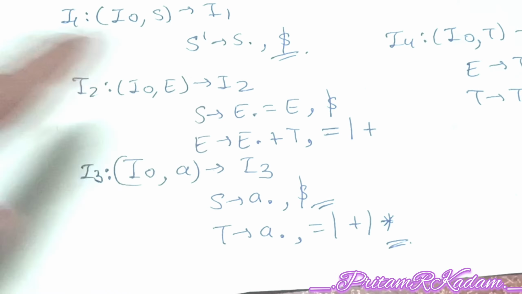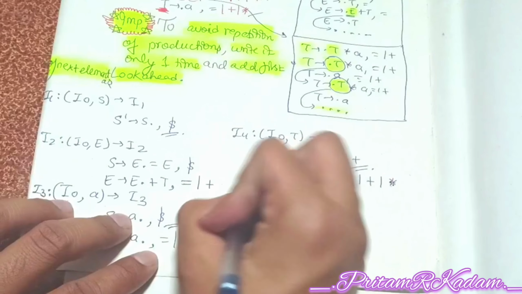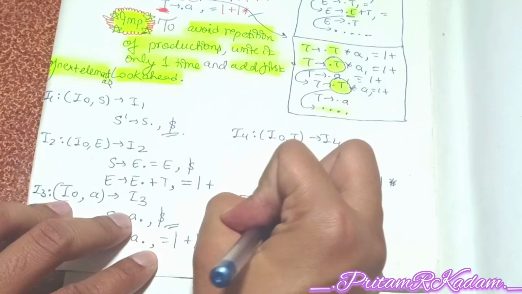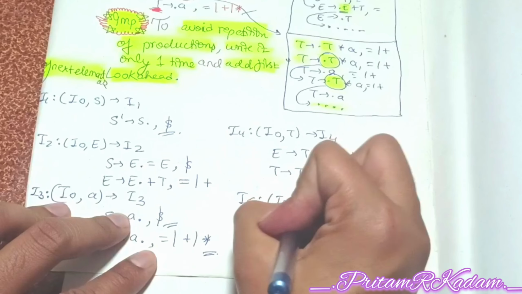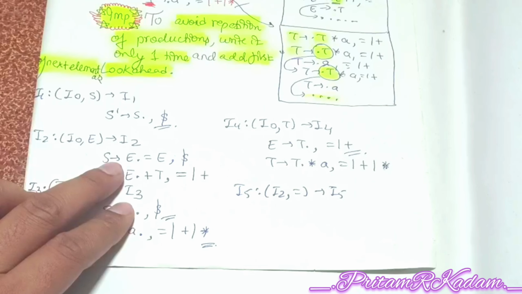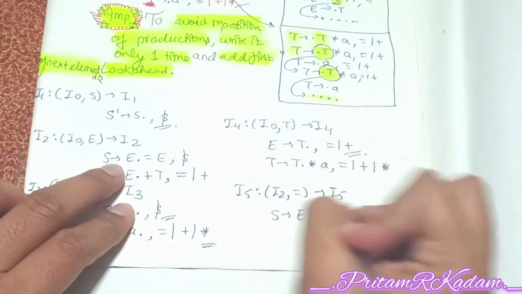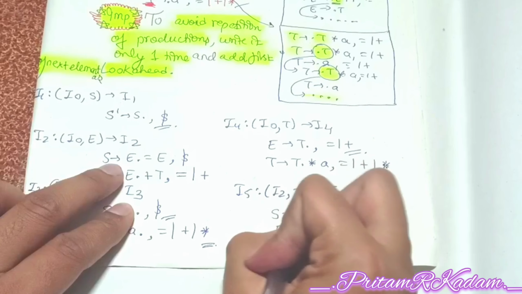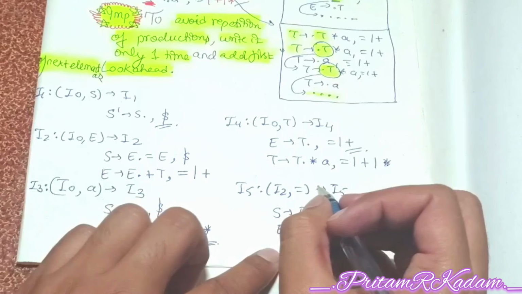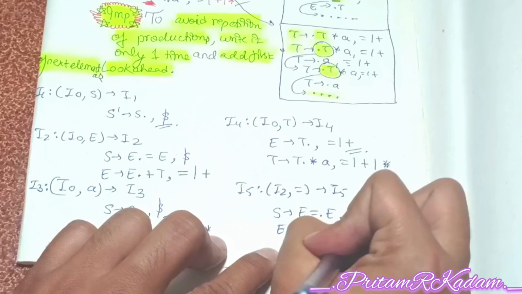I1 is already completed, so we will go for the I2 part. So I2 equals to, it will have the S production. S gives E equals to dot E, and we will write the productions of E, as we will be having dot before the non-terminal E. Okay, so I2 on equals to goes to I5. So S gives E equals to dot E with the look ahead dollar. Now as we have E after dot, we will write the productions of E.